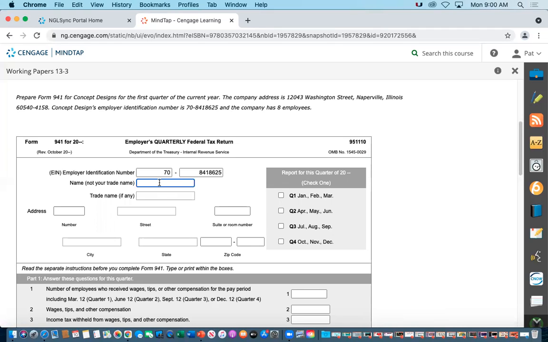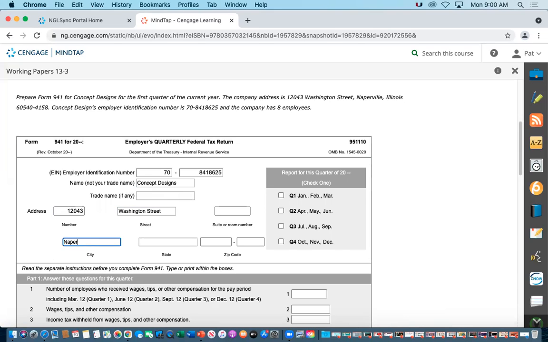Name. This is the company Concept Designs. No trade name. Address says 12043. And this is just all right above, right? Washington Street.